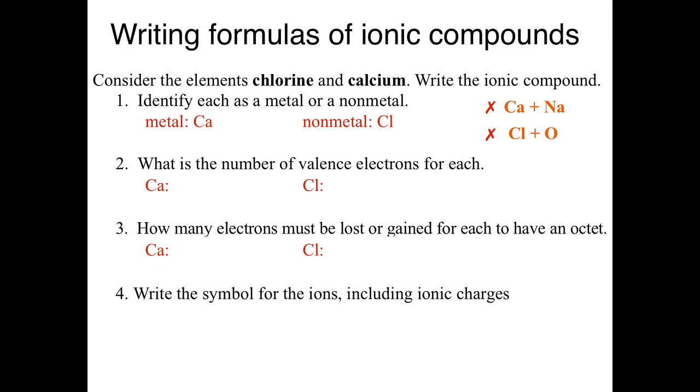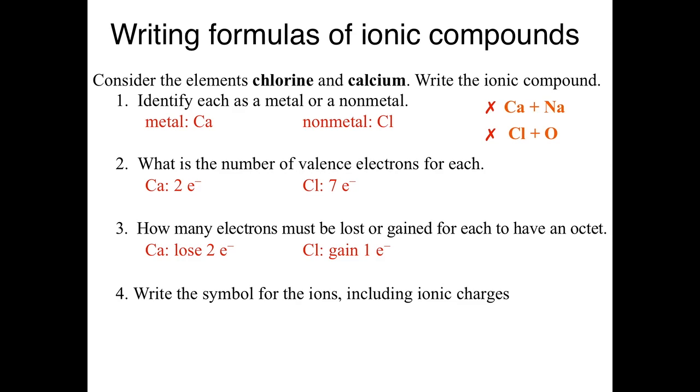Next, you want to ask yourself how many valence electrons each atom has. And remember, the valence electron count just comes from the group number. Calcium is in group number 2, so it has 2 valence electrons, whereas chlorine is in group number 7, so it has 7 valence electrons. Next, how many electrons must be lost or gained for each to have an octet? Calcium has 2 valence electrons, so it should lose 2 electrons, whereas chlorine has 7 electrons and is a nonmetal, so it's going to gain 1 electron.